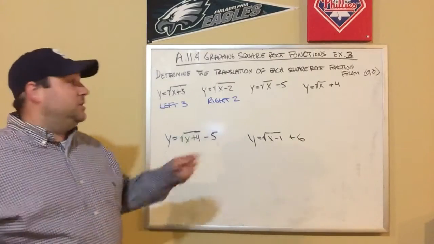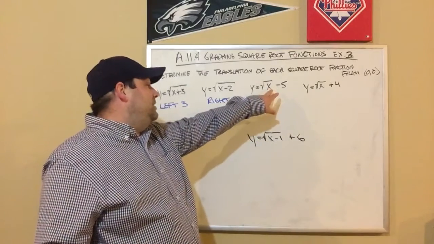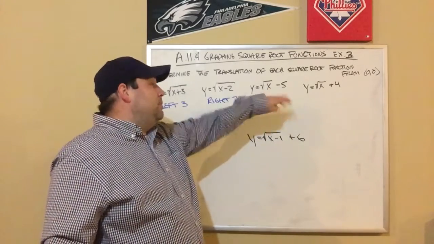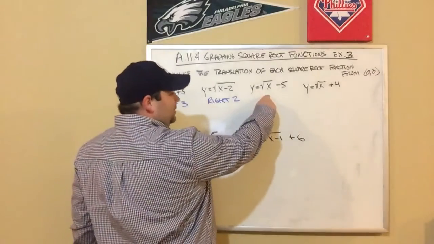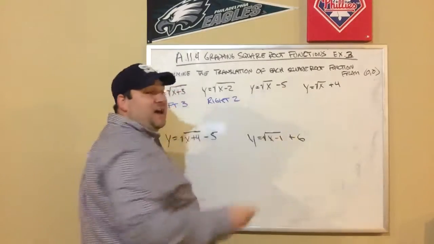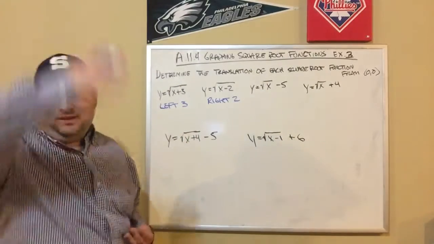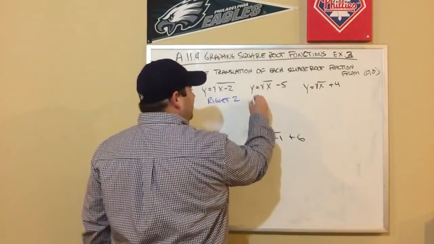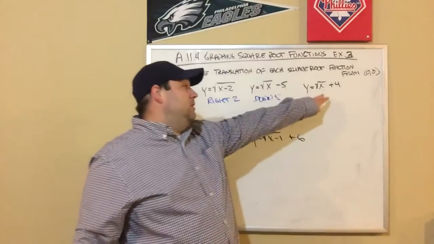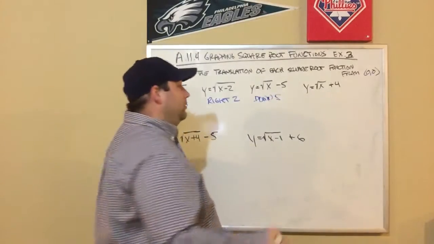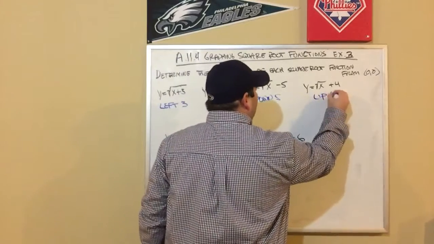Then the other scenario you're going to see is when whatever's being added or subtracted is not under the square root. So this one I've got the square root of x, but then we have -5 outside of the square root. That's telling us up or down. So -5 means we're going down 5. y equals the square root of x, then plus 4 outside the square root. That tells us we're going up 4.